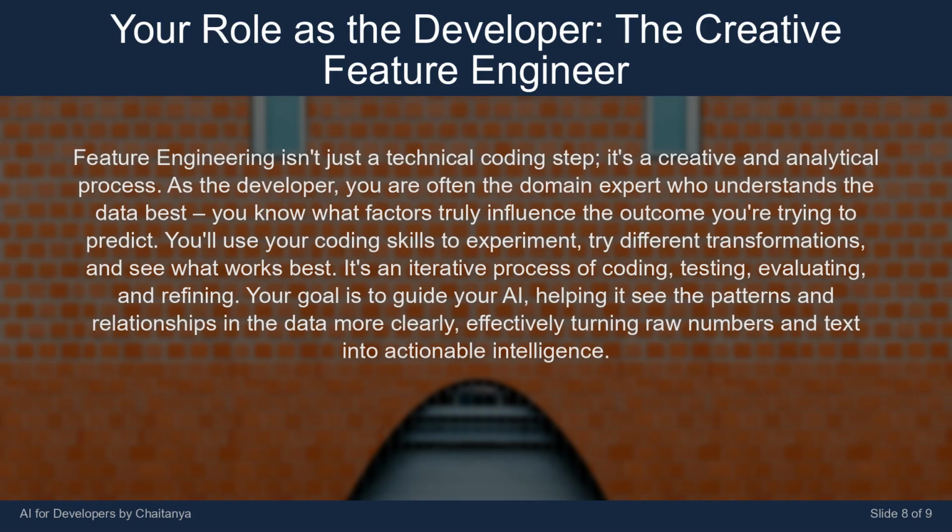You'll use your coding skills to experiment, try different transformations, and see what works best. It's an iterative process of coding, testing, evaluating, and refining. Your goal is to guide your AI, helping it see the patterns and relationships in the data more clearly, effectively turning raw numbers and text into actionable intelligence.